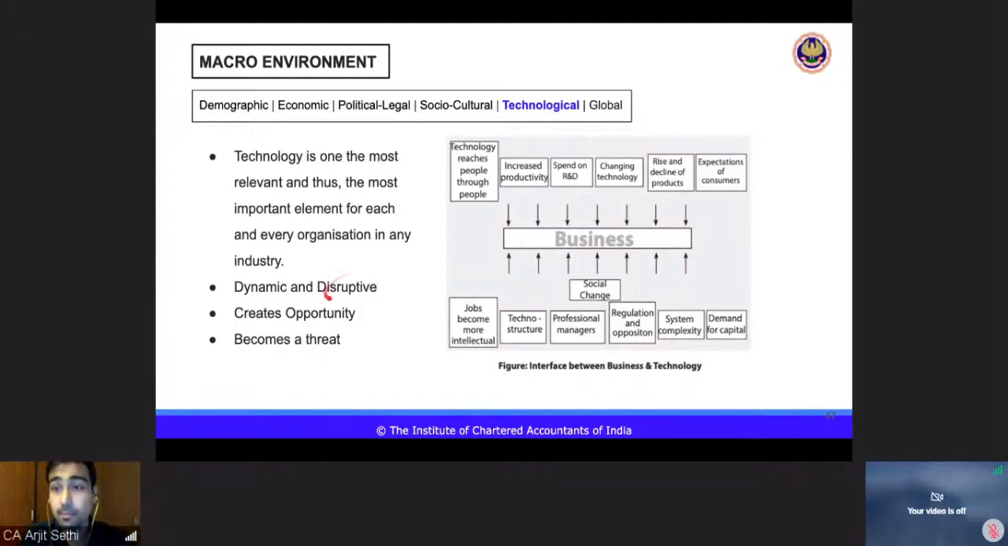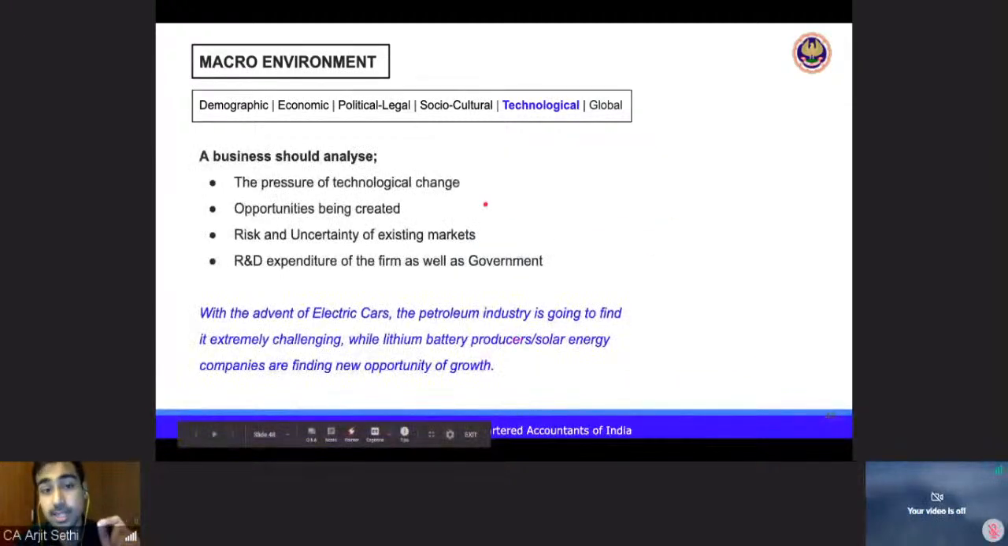It is creating opportunities and it is also becoming a threat, right? It is creating opportunities for new businesses while it is also becoming a threat for old businesses. So understanding technology is very important. But what do I understand in technology, right? A business should understand four important things. First is what is the pressure of technological change? Whether my business needs a technological change or not is what I have to analyze.